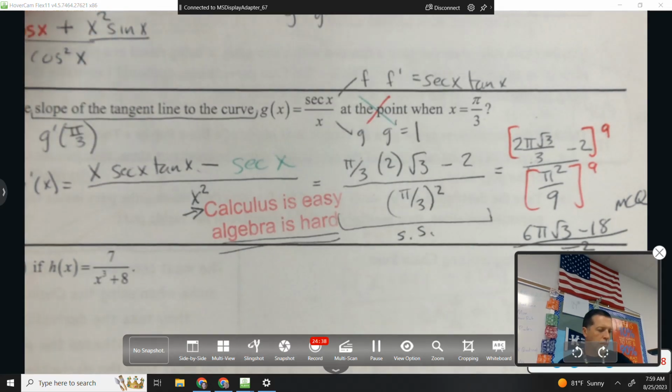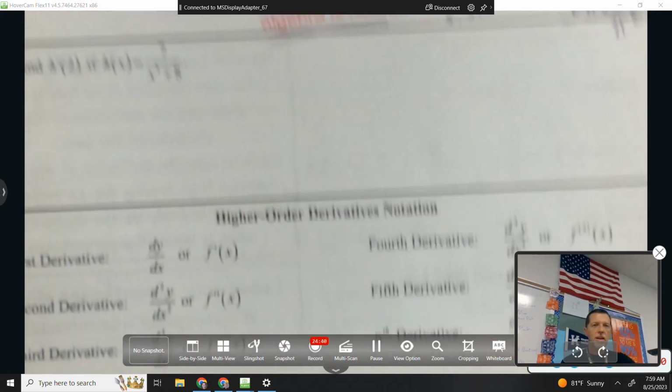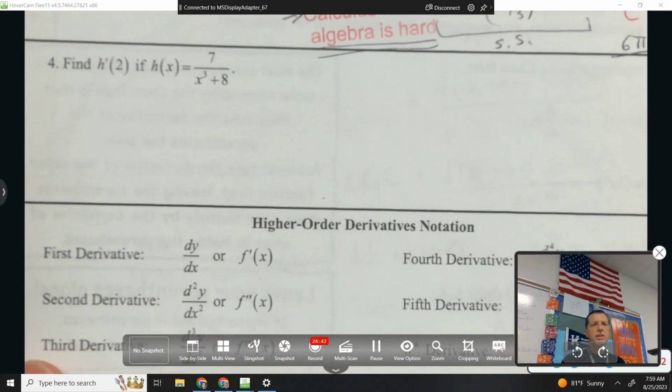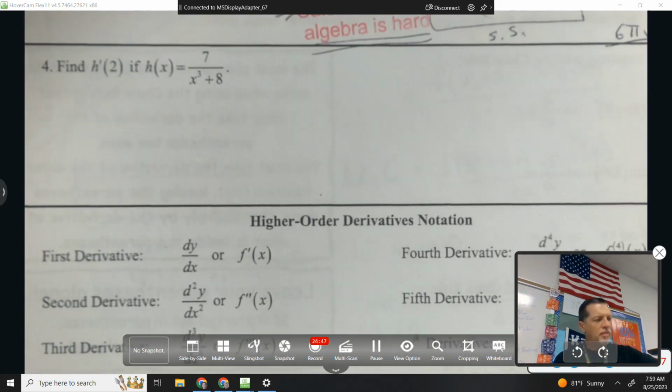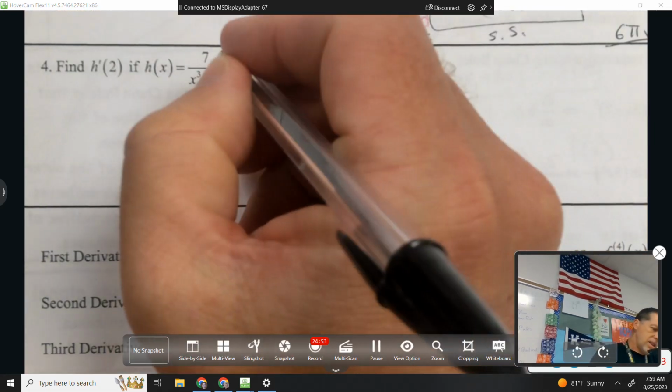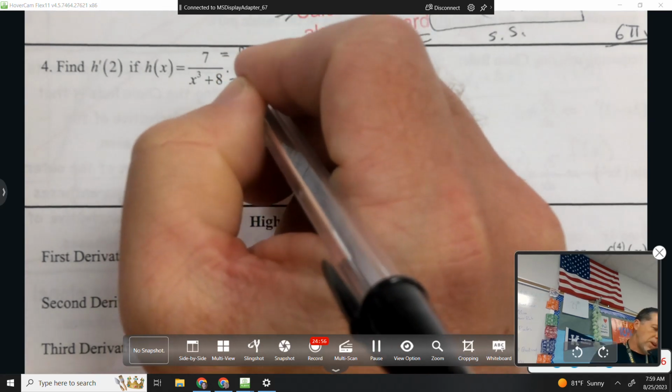Number 4, and then we'll almost be done. Why don't you try number 4? Something kind of funny happens, but funny in a good way. It happens pretty quick, actually.